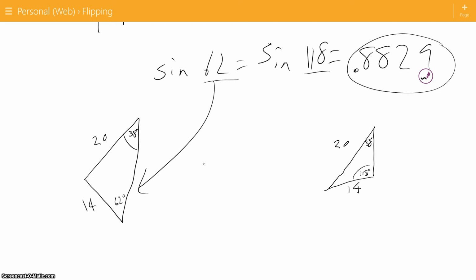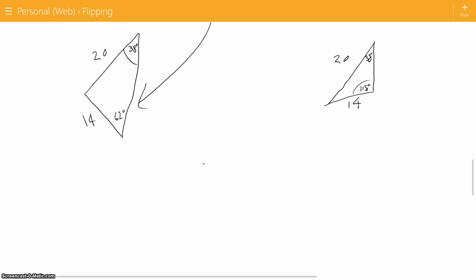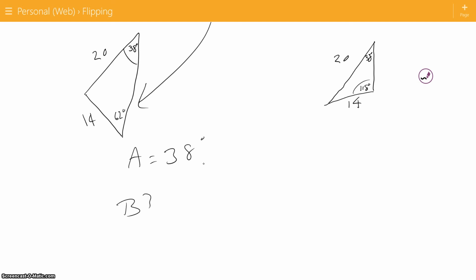If you are figuring out an angle and you get something such as our case right here, I've got 38 degrees for big A, and then my calculator tells me that I've got 62 degrees. Think of this. Your calculator will only tell you one thing. However, if you check by taking whatever you happen to get and subtracting it from 180, so I take 180 minus 62, that gives me 118 degrees. That happens to be exactly what I've got right there.